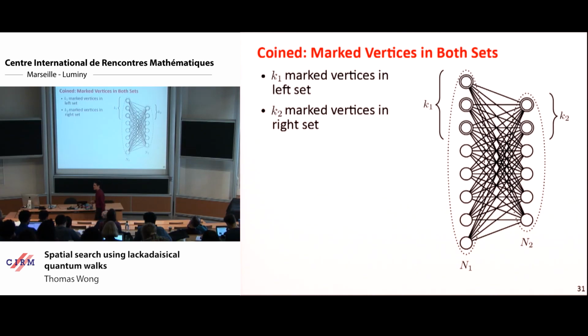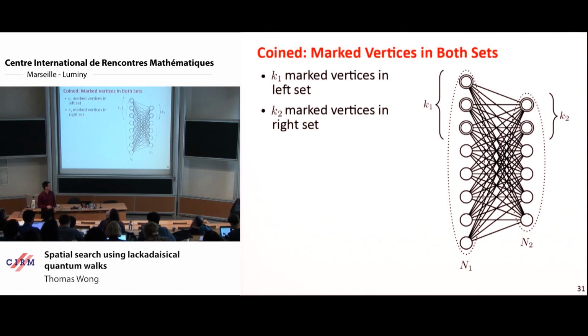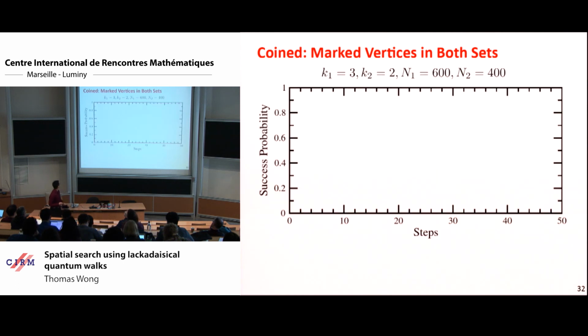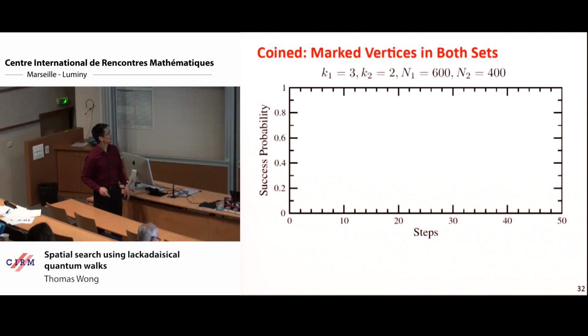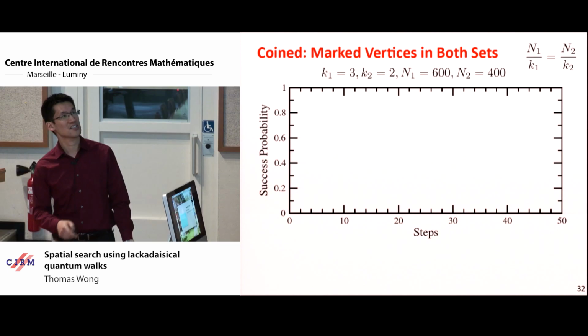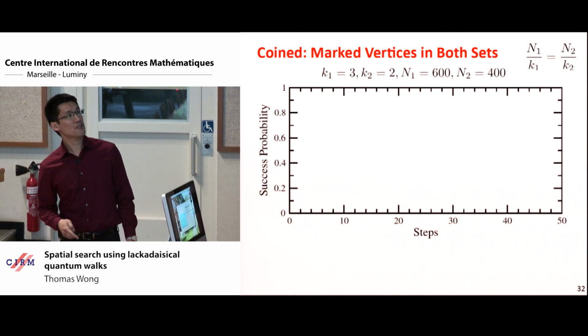All right, so now if we have marked vertices in both sets, say K1 in the left set and K2 in the right set, let's see what happens. Here are some values: 3 marked vertices in the left, 2 marked vertices in the right. One of the things you'll notice here is that the ratio, or the density, of marked vertices in each set is the same.